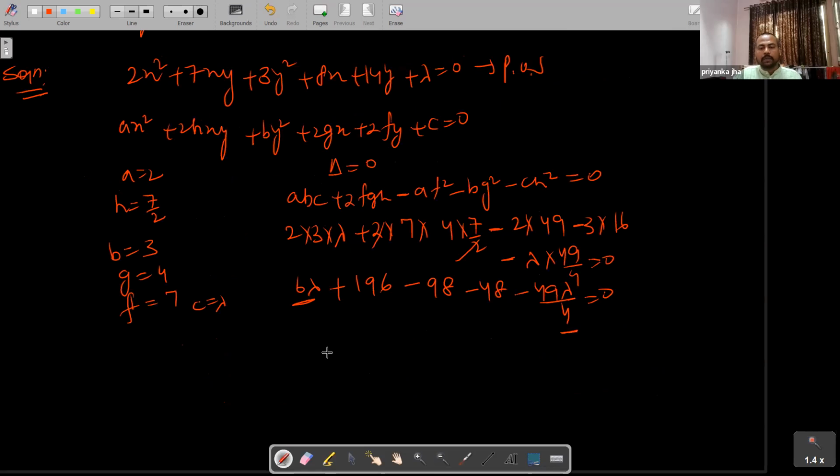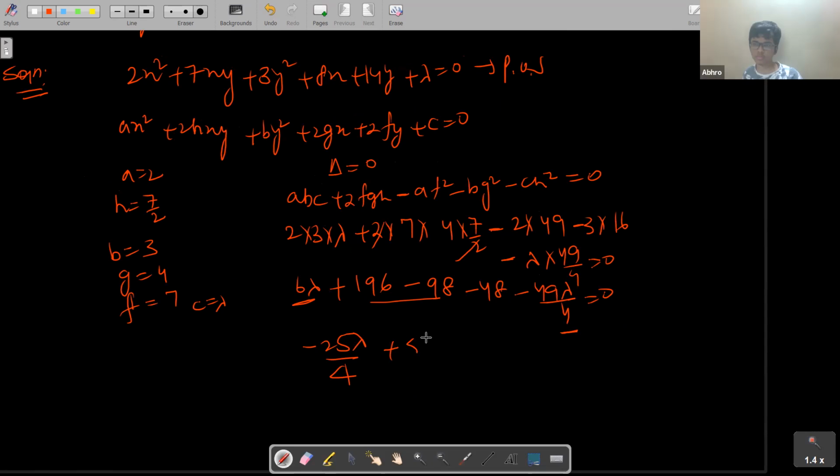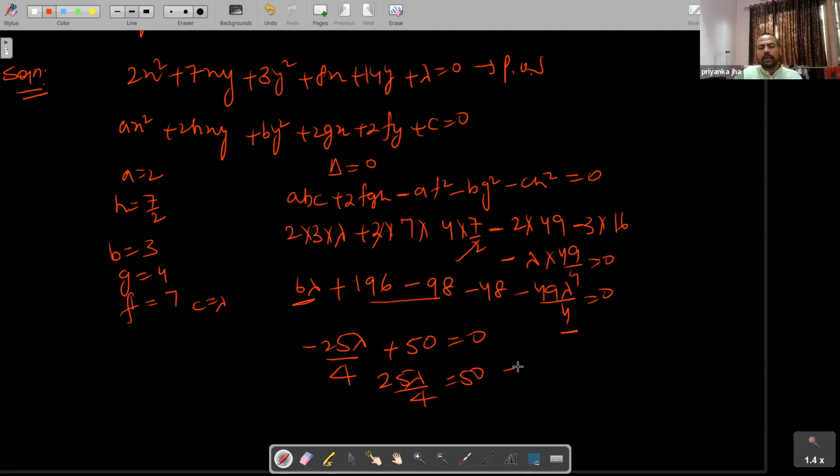6 lambda minus this much. This is minus 25 lambda by 4 and here it is 98 plus 98, 196, na? This is 98 minus 48. How much? 50. 50 equal to 0. So this is 25 lambda upon 4 equal to 50. So lambda is 8. All right.